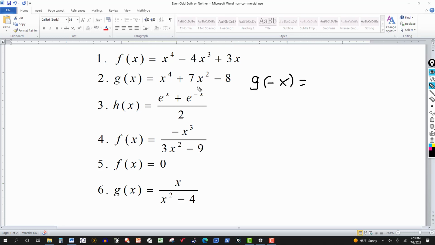Parentheses where the x is, and just plug it in there. So minus x and parentheses there, and this to the 4th. Well, that's going to stay x to the 4th, so that's not going to change. And parentheses where the x is there, minus x squared, the negative cancels, so that stays 7x squared. And this one doesn't have an x, so it's going to stay minus 8. So I get the same thing back.